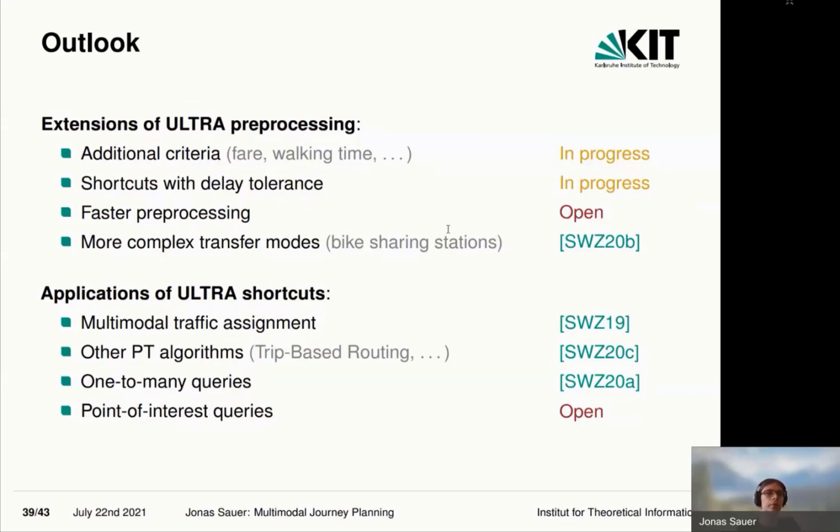Another quite important thing that we're working on is, so far the pre-processing assumes that all the trains run on time all the time, which obviously is not realistic. And we want to expand the shortcut computation so it can handle delays. Right, and we also applied ULTRA shortcuts to a variety of scenarios, including multimodal traffic assignments and one-to-many queries. We also adapted it for other public transit algorithms. But yeah, this is still an open area of research.